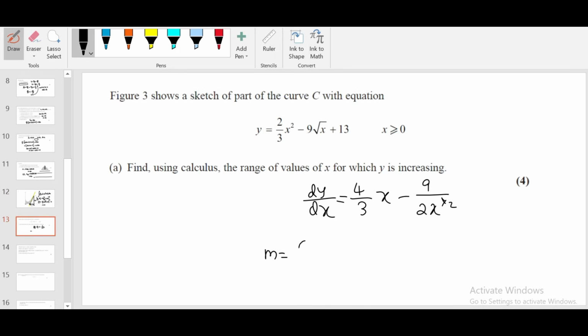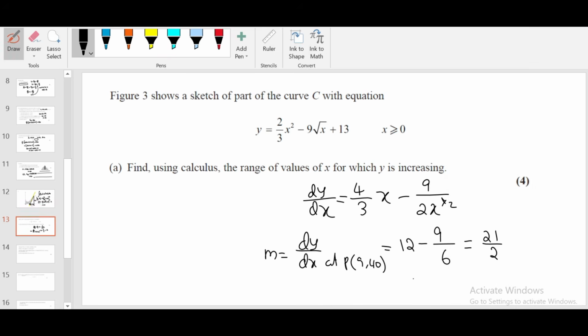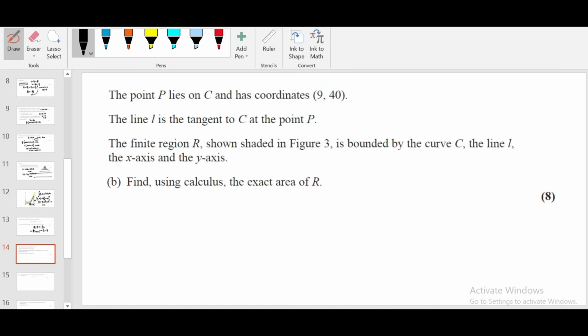So slope is equal to dy over dx at P of 9, 40. So replace x by 9. So this becomes 9 over 3 is 3, 12 minus 9 over 9 to the power half is 3, 6. Which is basically 12 minus 9 over 6. 21 over 2. That's the slope. Now for this question, you have the slope 21 over 2. You have the point 9, 40.